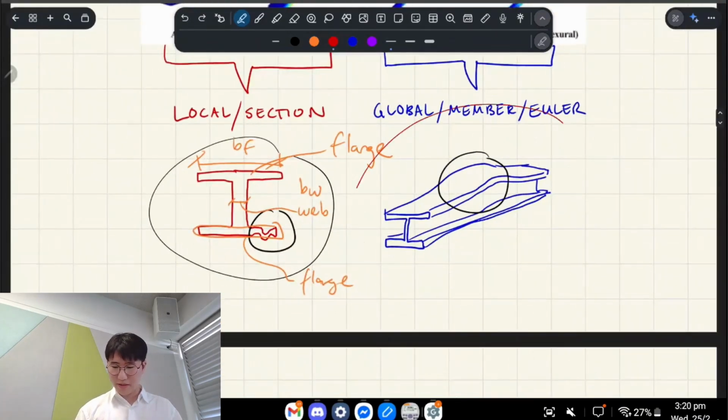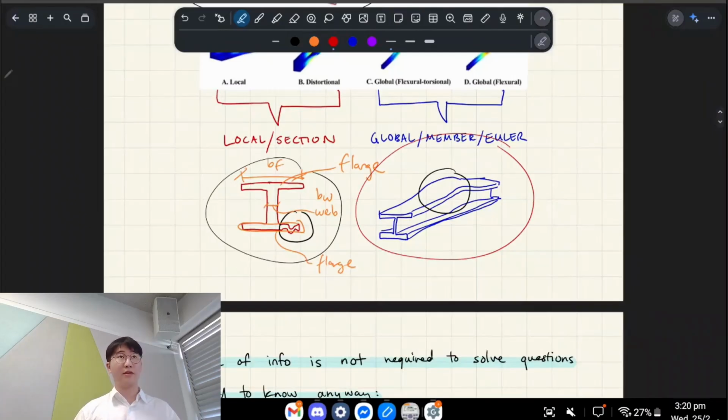Okay, but yeah, global buckling would be over the entire length of the member. It's being squashed like that, and it does this whole thing. Okay, yeah.